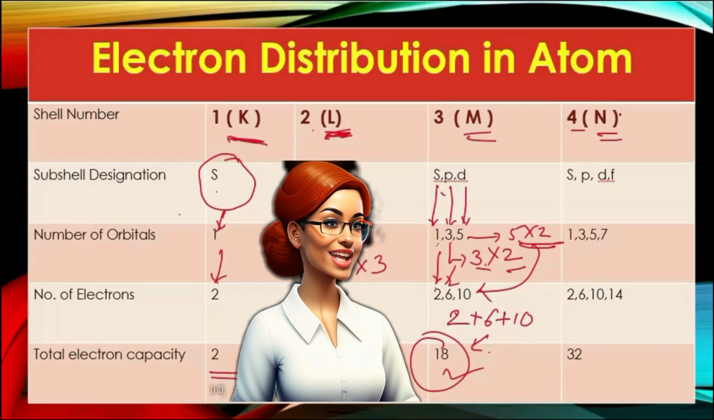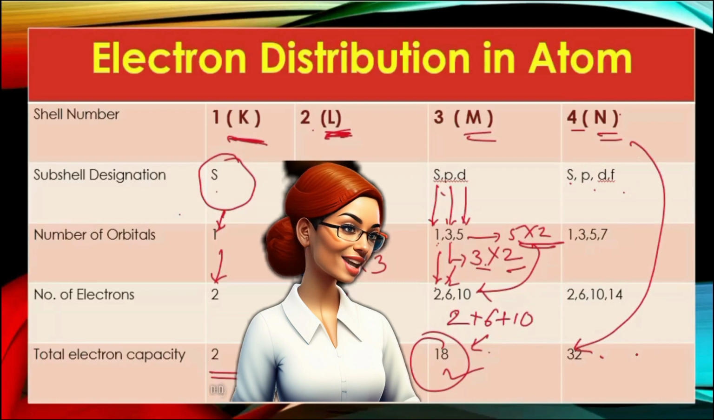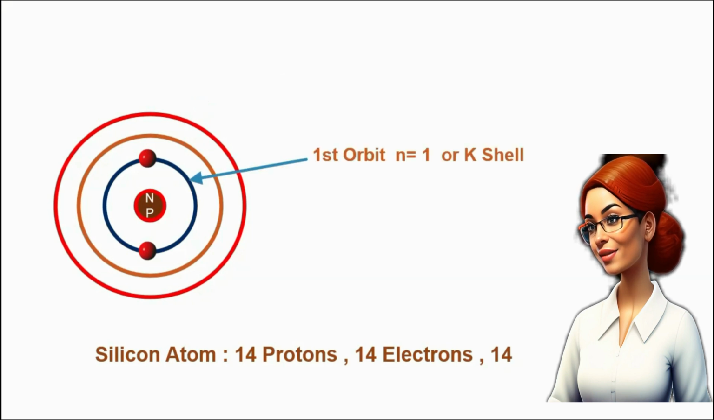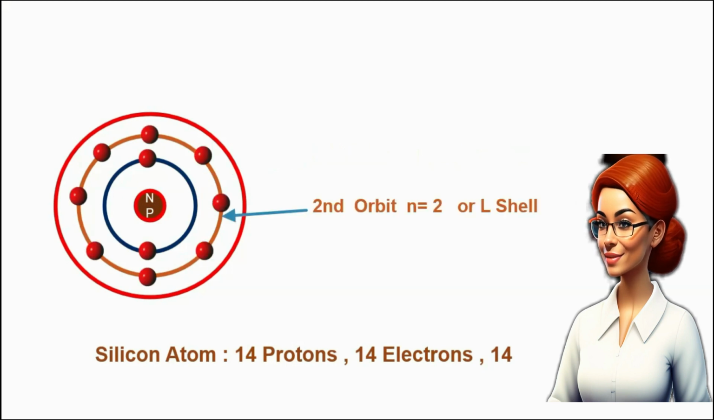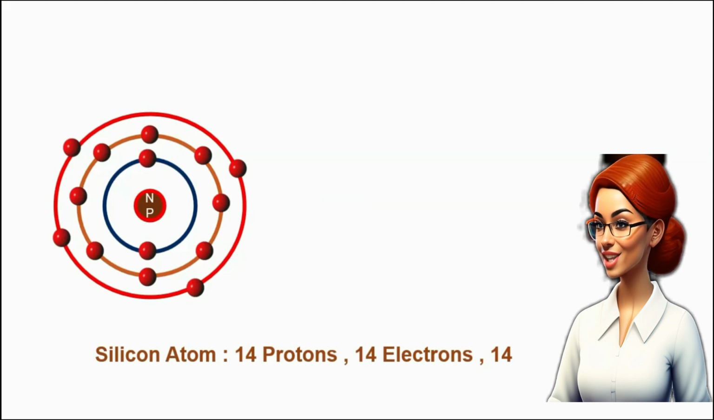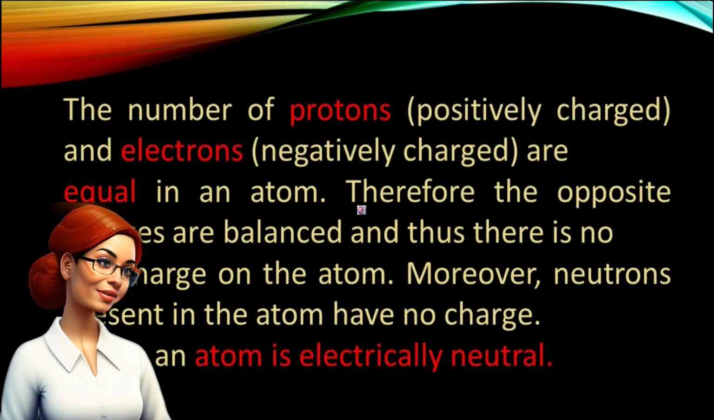The fourth orbit, energy level, is represented as the N shell and it can contain a maximum of 32 electrons. Here we have considered a silicon atom, so the K shell holds 2 electrons, the L shell holds 8 electrons, and the M shell holds 4 electrons. The number of electrons is equal to the number of protons, hence the atom is electrically neutral.